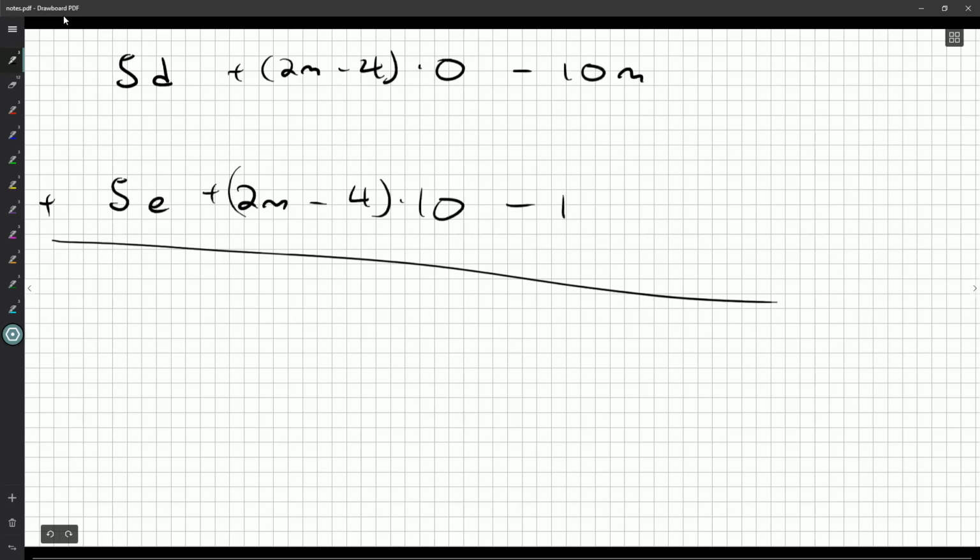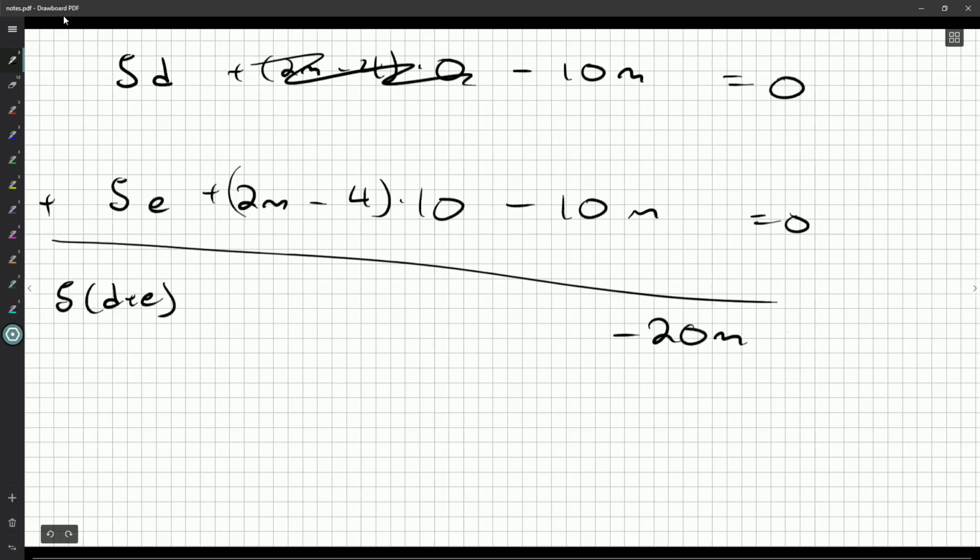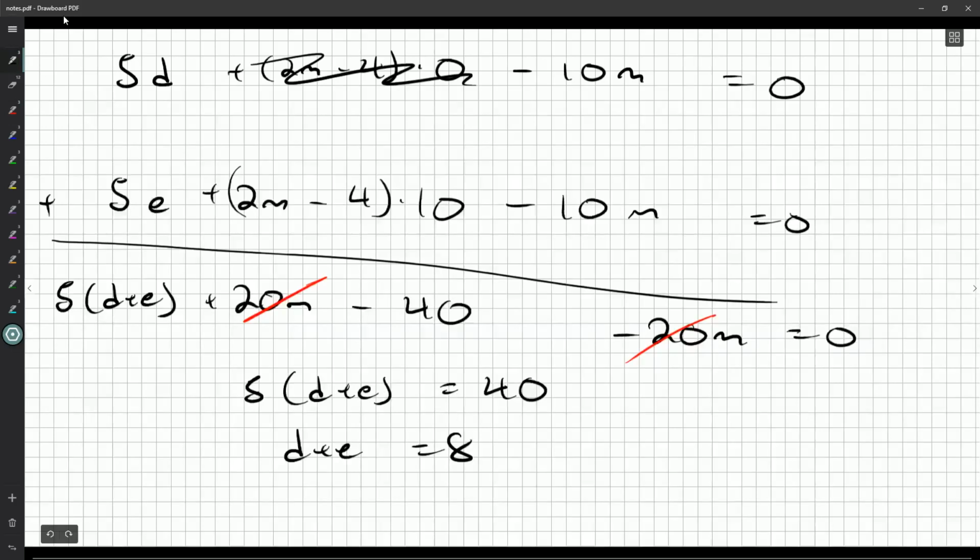Because the minus 10m and the minus 10m will cancel out with the 20m. So we'll get 5d plus e. Nothing happens here. These two at the end combine to a minus 20m. And this will be plus 20m minus 40. So now the 20m's will cancel out. We'll get 5d plus e is equal to 40. So d plus e is equal to 8.